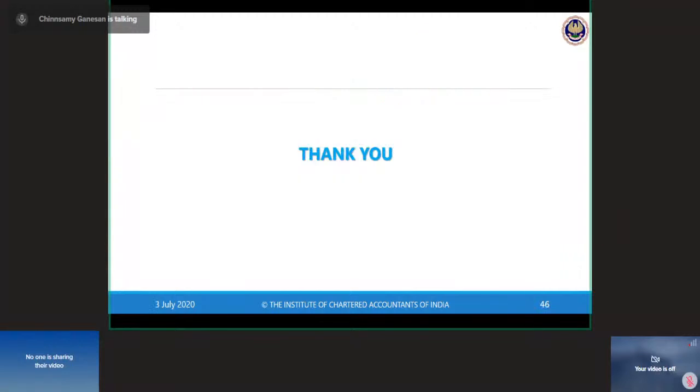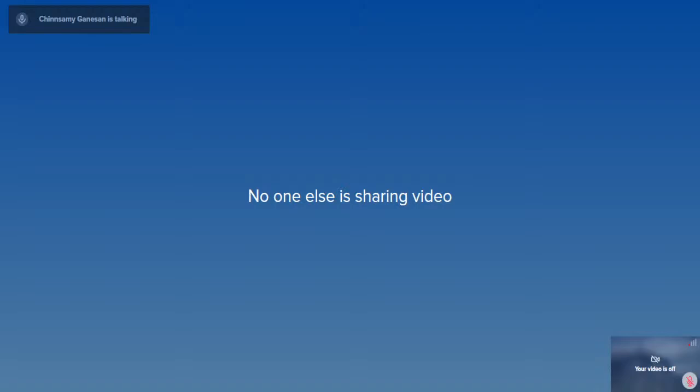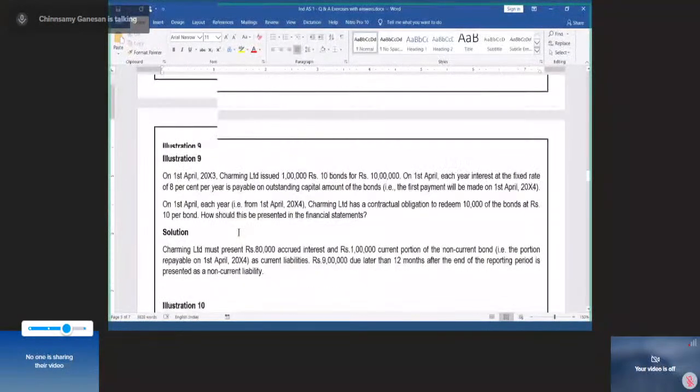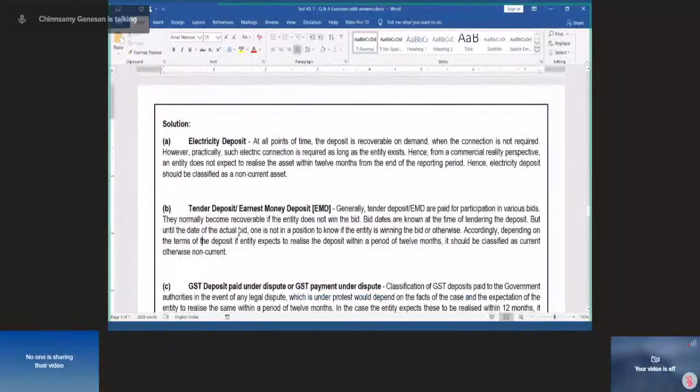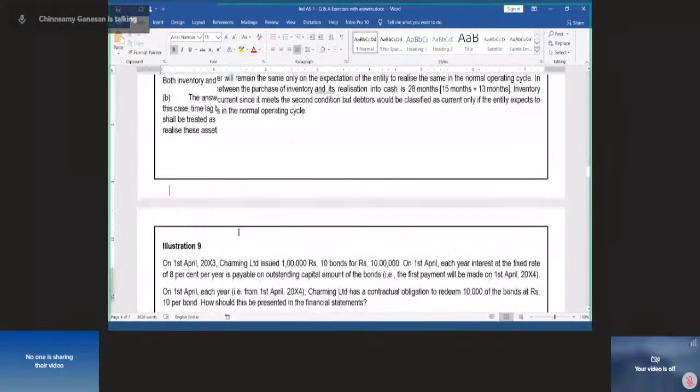This is the conclusion of this session with respect to the presentation. What I will now do is try to share the balance questions which we are going to have on that. I will share my Word file where we will take the illustrations quickly and then try to answer those questions. You are able to see that Word file now on your screen? Yes, sir, visible.